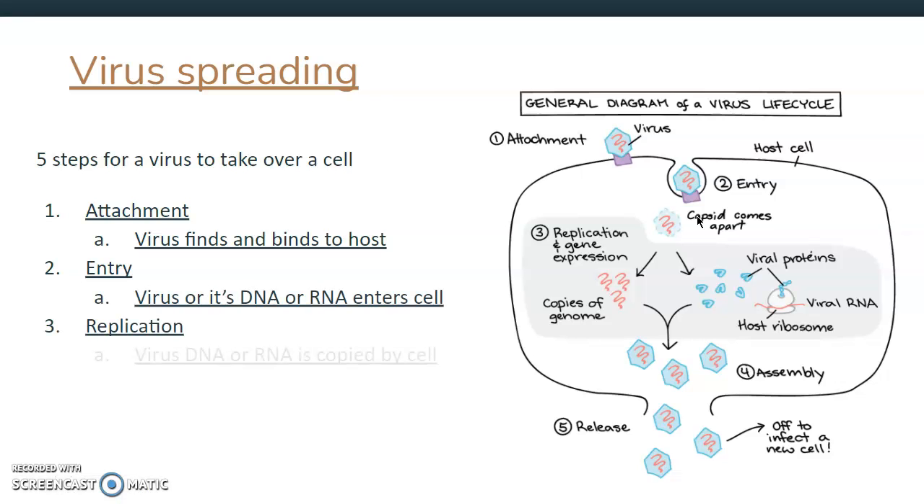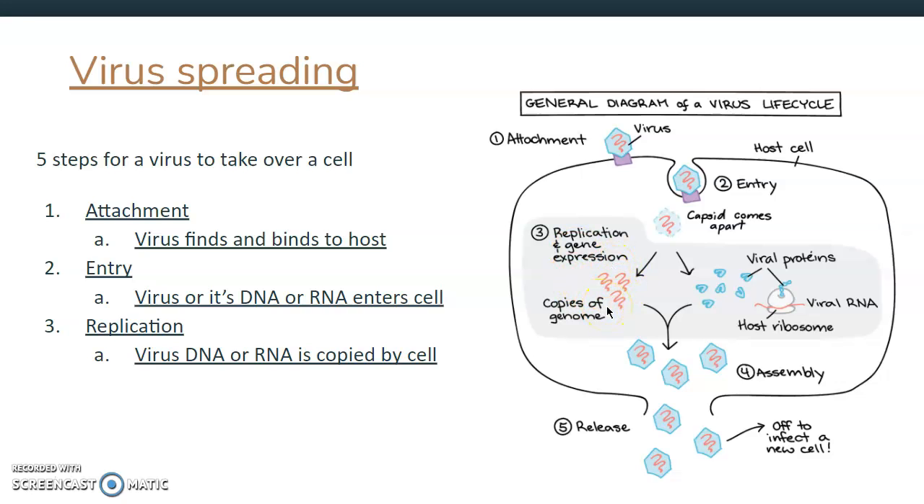So next we have replication. So then the virus DNA or RNA is copied by the cell. So this DNA will be pushed into the nucleus of the cell where it will get replicated, just like any other DNA or RNA would. And so now we have lots of different copies of the genome of the DNA or RNA, the information for our virus, instead of the information for our cell.